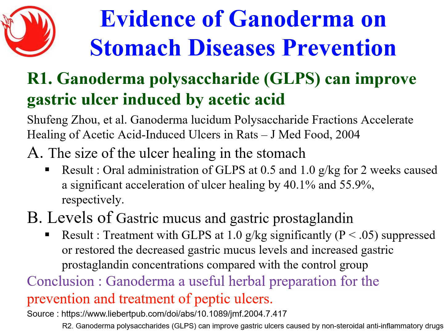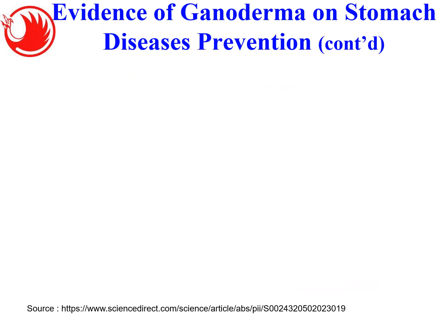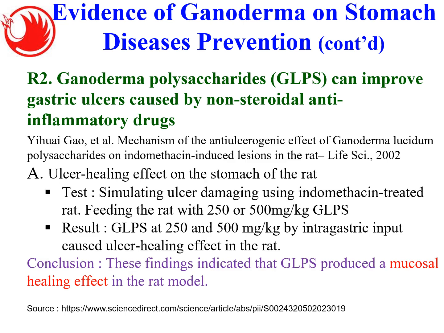Next, we'll look at another research paper. This research used Ganoderma polysaccharide (GLPS) on gastric ulcer caused by NSAIDs, non-steroid anti-inflammatory drugs. The researcher wanted to know what ulcer healing effect GLPS has on the stomach of mice.